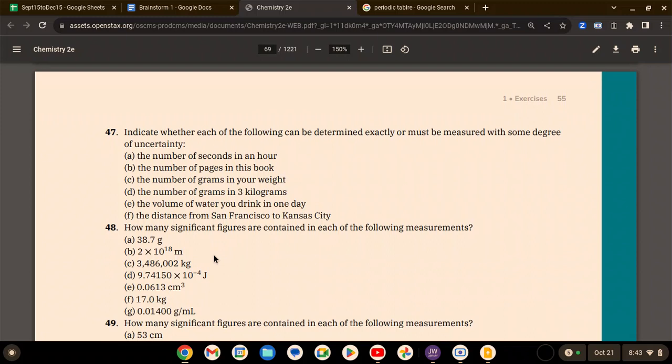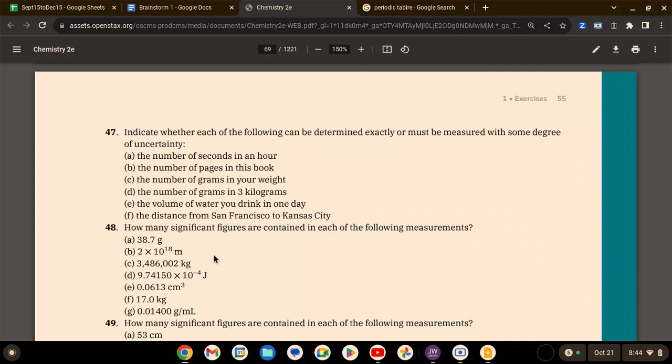The number of pages in a book, well, it would be really weird to measure a book's number of pages with a degree of uncertainty. So yes, the number of pages is exact. Number of grams in your weight is going to be inexact because scales are always calibrated to within a range of values. The number of grams in 3 kilograms, well, there's 1,000 grams in a kilogram, so that's a whole number conversion, so that's exact.